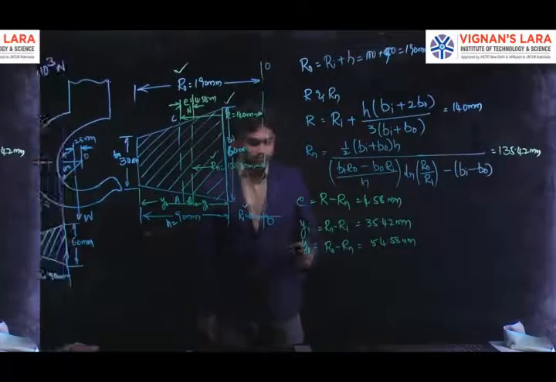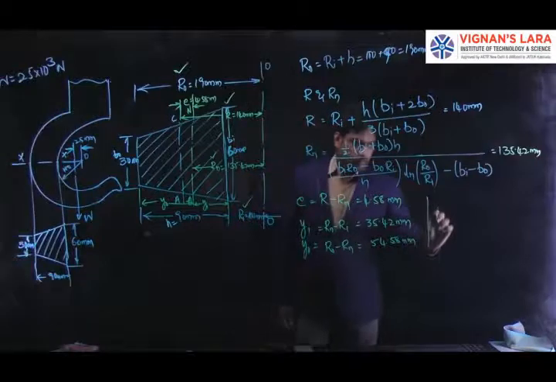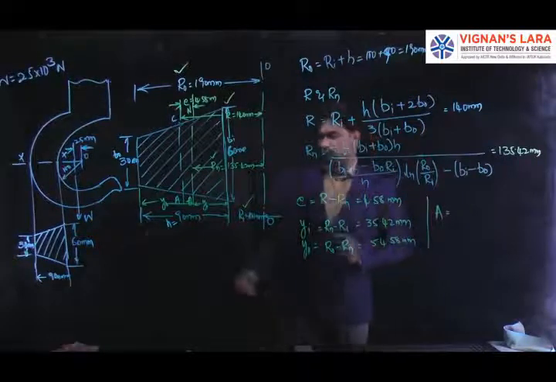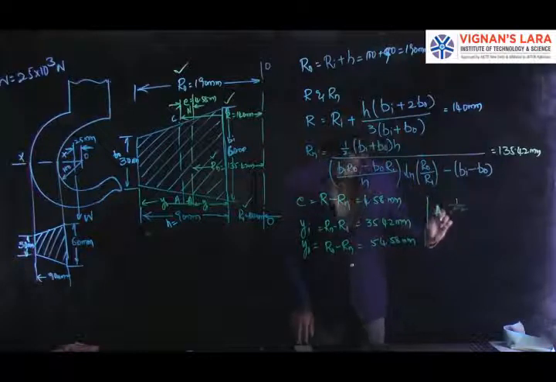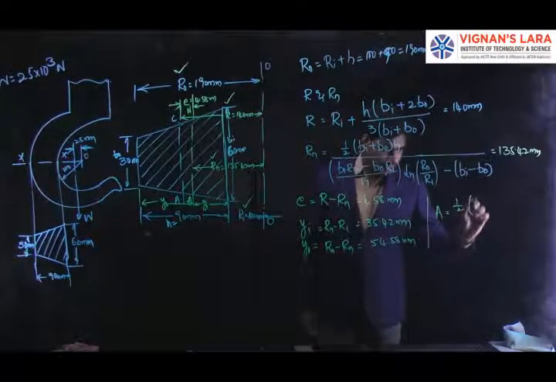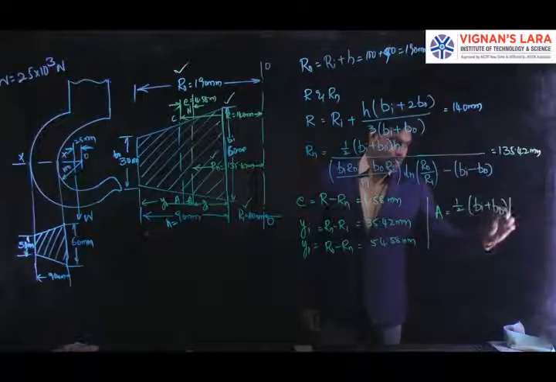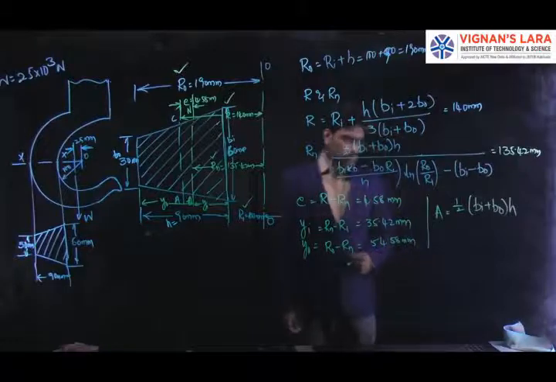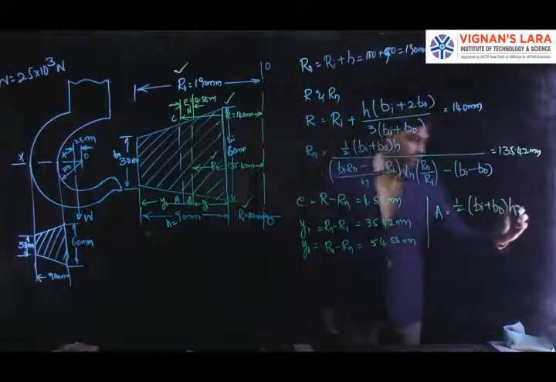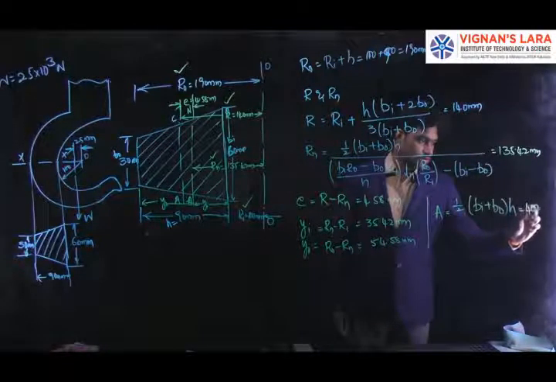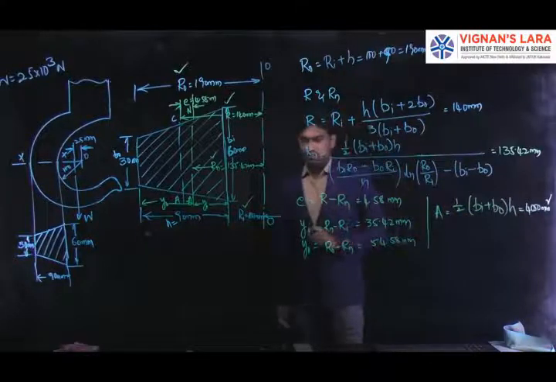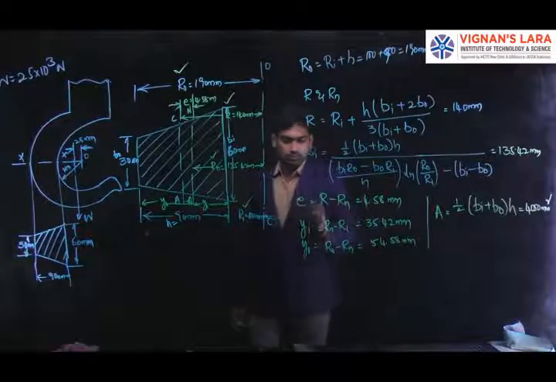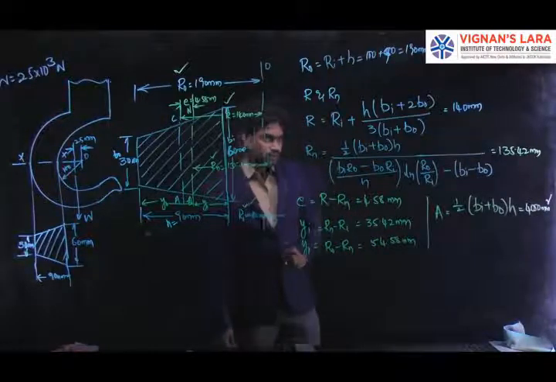Find out the cross-sectional area. The cross-sectional area A for the trapezoidal cross-section is half into bi plus b naught, that is the average width, into the total depth. You can substitute all the values, giving 4050 mm square. So these are the four terms we need to find in step number 4.